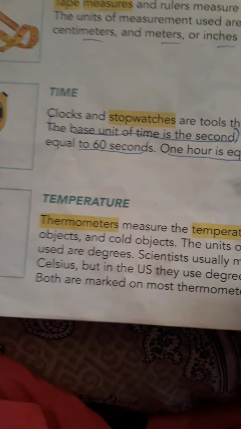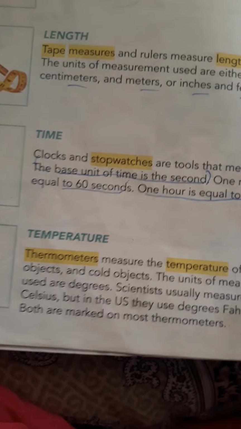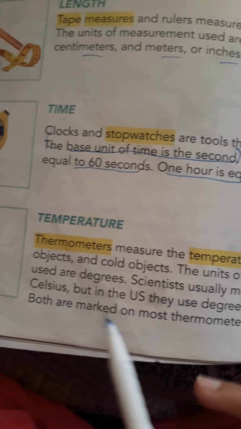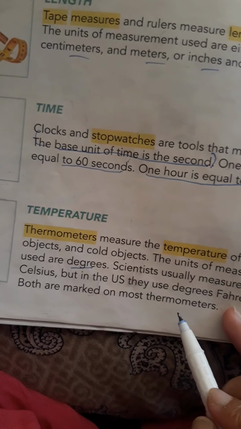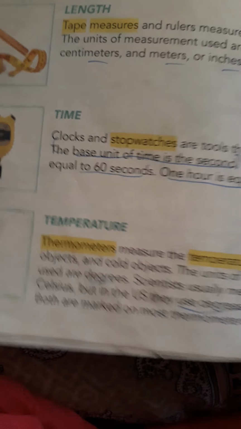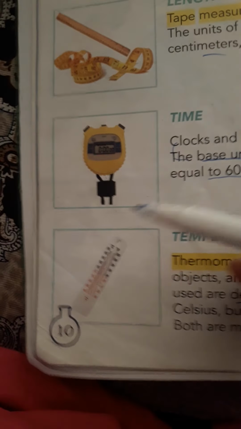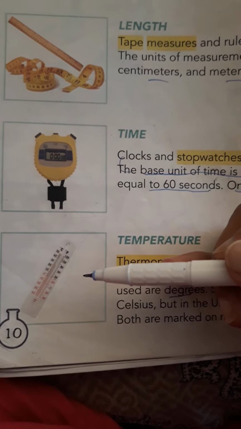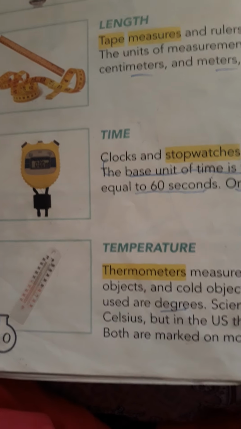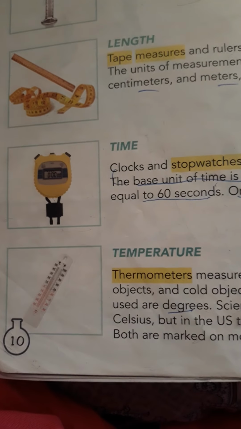Okay, the last one, very easy, temperature. A thermometer measures the temperature of weather, hot objects and cold objects. The unit of measurement is degrees. Scientists usually measure in degrees Celsius, but in the US they use degrees Fahrenheit. Both are marked on most thermometers. This is the thermometer. All of us have a thermometer inside our houses. A thermometer is used to measure the temperature of any body. If you are feeling a fever, then your mother will use a thermometer to measure the temperature of your body.